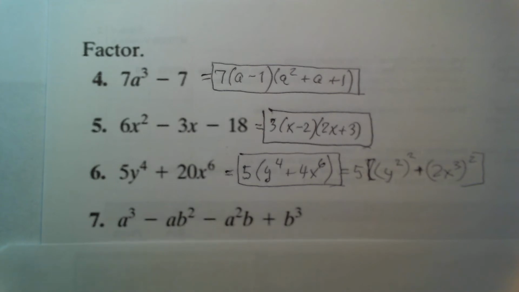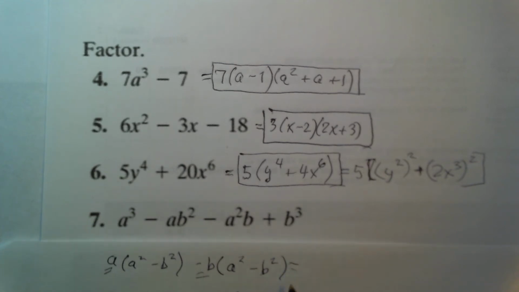In number 7, we look at this as almost factoring by grouping, but we look at the first group, and the greatest common factor here is a, so we can factor out an a. We get a squared minus b squared. And in the second group, we can factor out a minus b, so minus b times a squared minus b squared. And now we can see that a squared minus b squared is the greatest common factor in this expression, so we can write this as a squared minus b squared times a minus b.